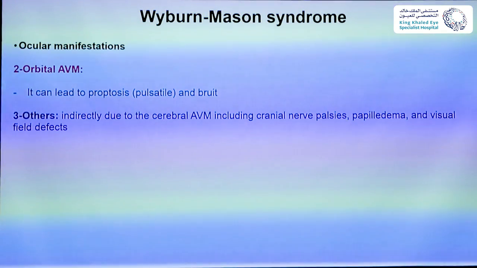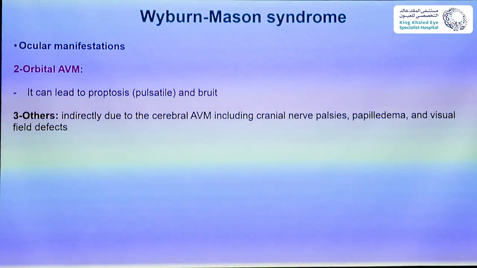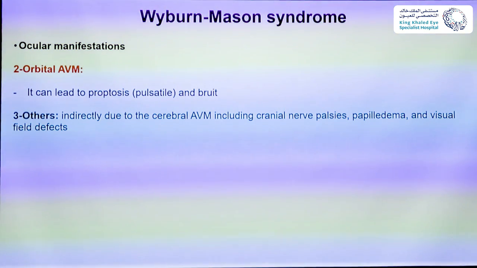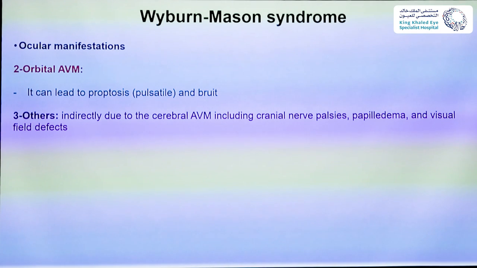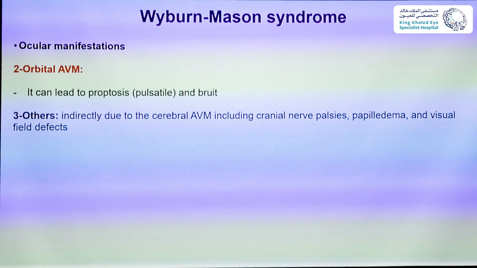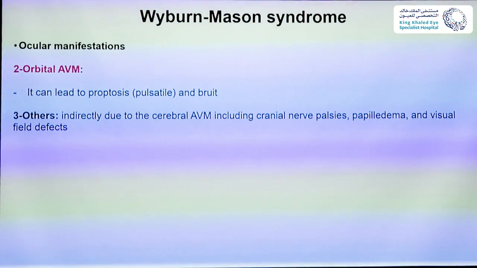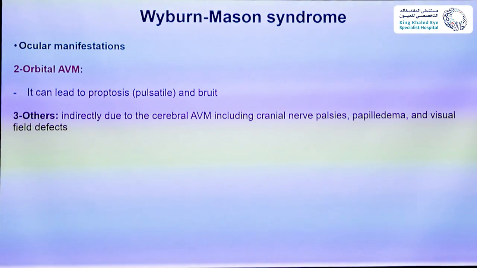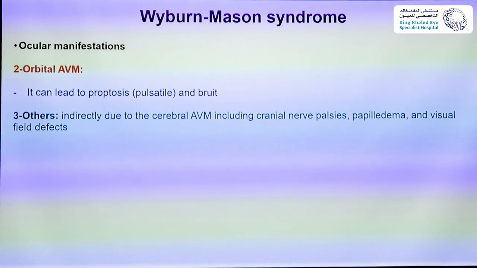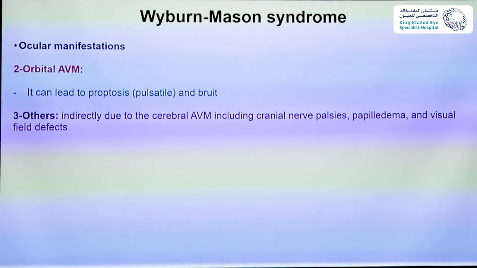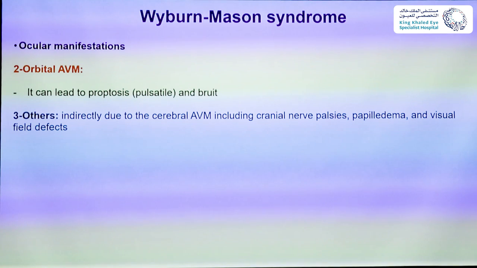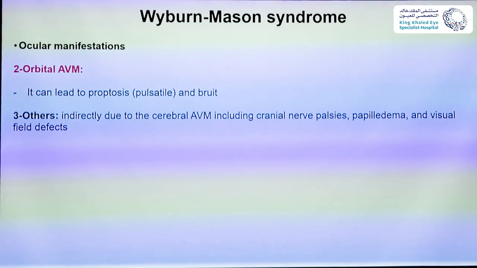Orbital AVM, which is the second ocular component that we might see, is very rare compared to the retinal arteriovenous malformation, but the significance here is that it may lead to proptosis, which is pulsatile, because as we know, it's a vascular tumor and associated with bruit. If you remember the pulsatile proptosis that we found in F1, it's pulsatile, but there is no bruit because it transmits the CSF. This is a vascular lesion, and so it will be associated with pulsatile nature and the bruit.